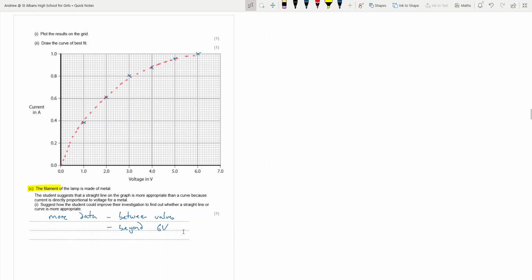That's sometimes referred to as the quality of the data. Because if you've got high quality data, you can be fairly confident about the trends that you've got because you've taken a good range.